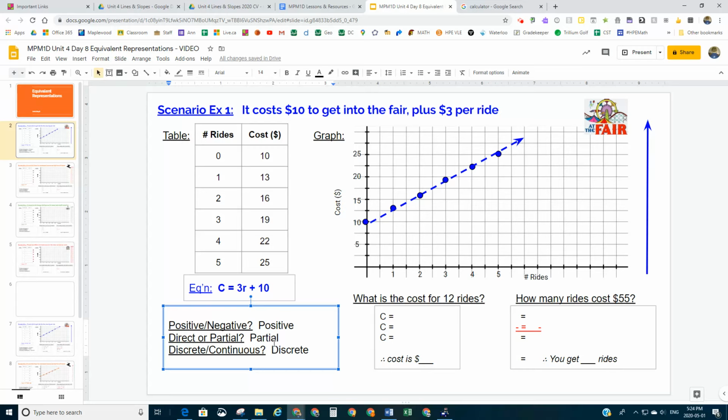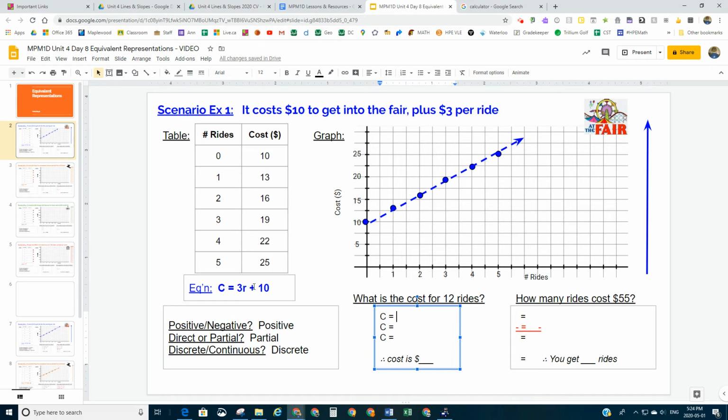Let's answer those questions right in there. Our last little part then is to do a little bit of algebra on this stuff. So what is the cost for 12 rides? We could follow the pattern along, but that's inefficient. And we could follow this graph, but it goes off the graph. So we want to be able to use algebra to do this.